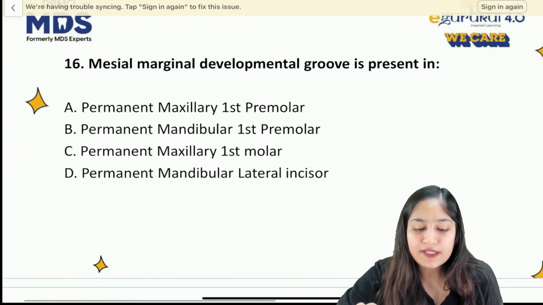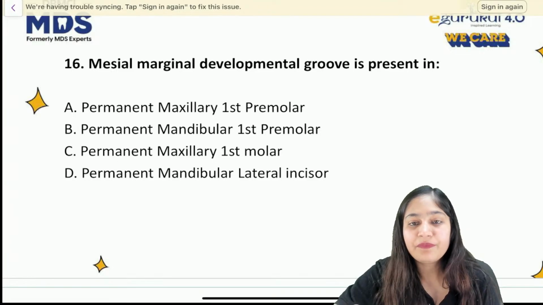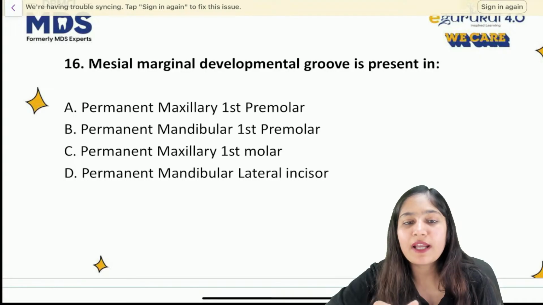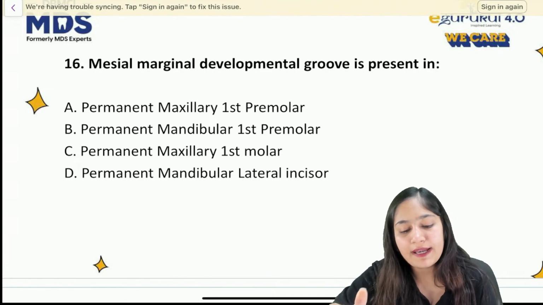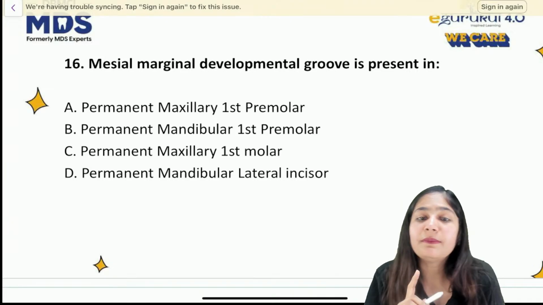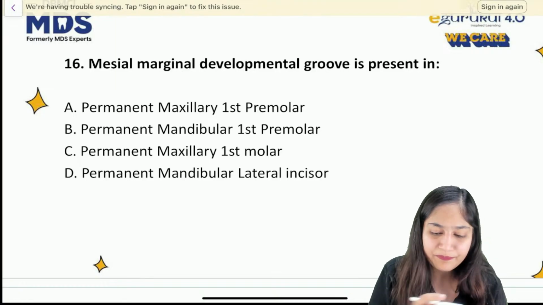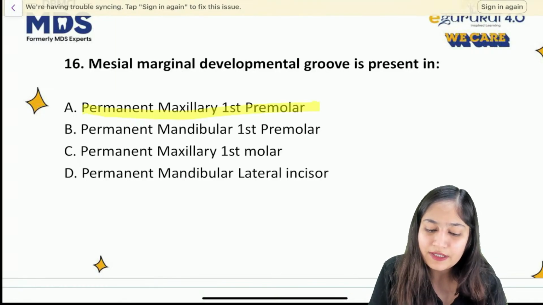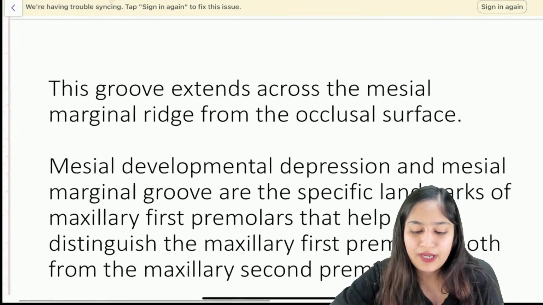Now coming to our next question. Mesial marginal developmental groove is present in: is it permanent maxillary first premolar, permanent mandibular first premolar, permanent maxillary first molar, or permanent mandibular lateral incisor? It is asked, mesial marginal developmental groove. So what is the correct answer here? Permanent maxillary first premolar, right?